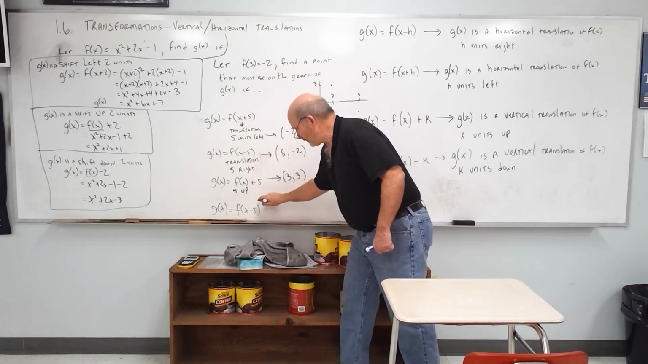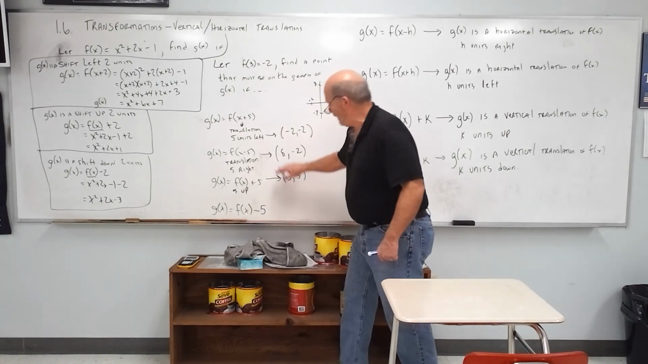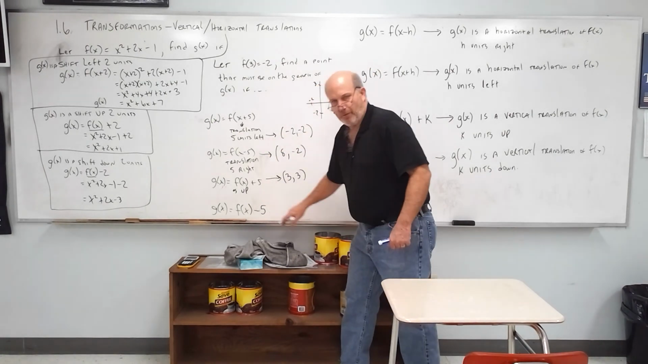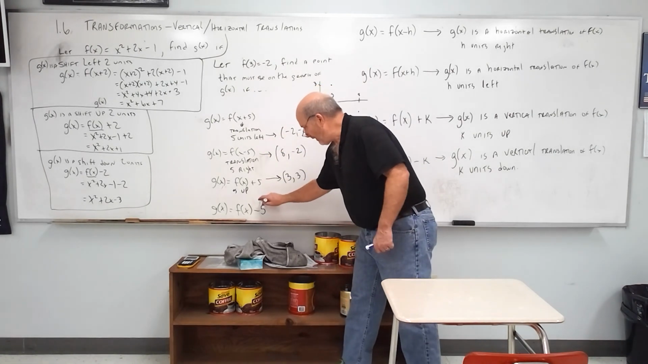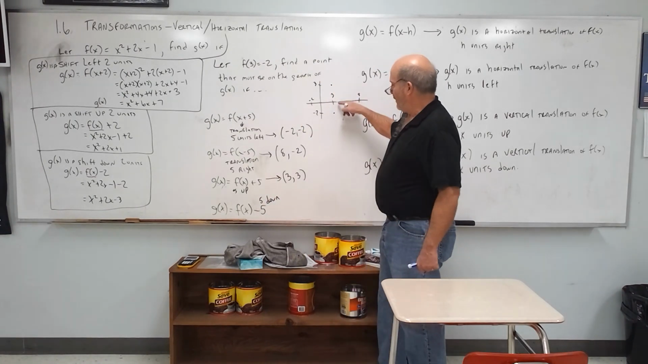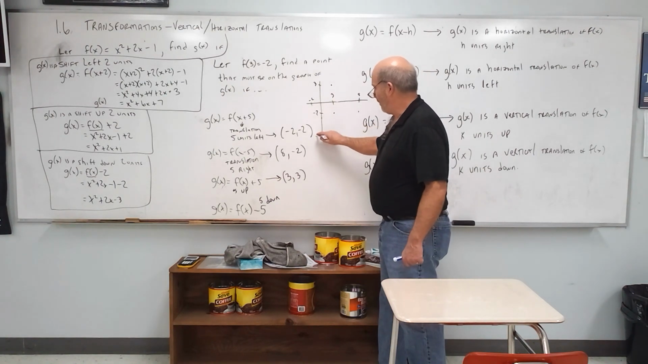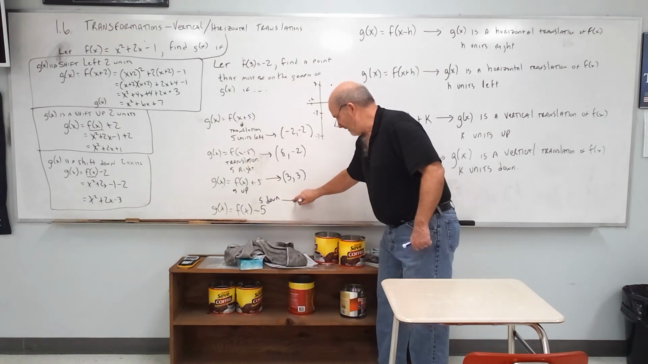This one is a shift 5. Oops, that was supposed to be on the outside. F of x minus 5. We already did the x minus 5 on the inside here. So if I'm going to shift, this one is a shift 5 units down. So if I'm going to take the point 3, -2 and shift it 5 units down, it's going to go to the point 3, -7.